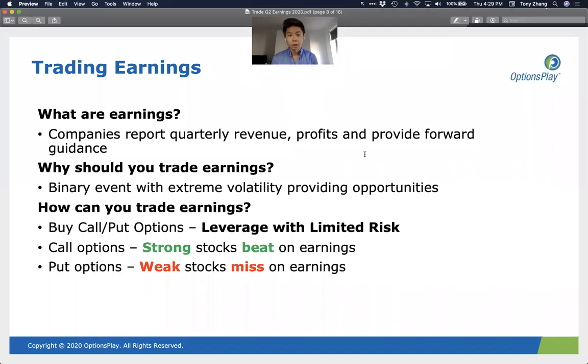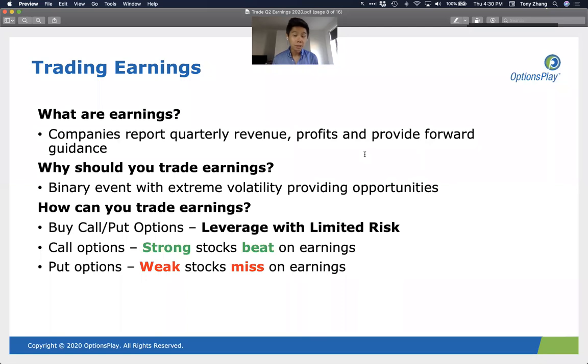So why should we trade earnings, or what is the reason for why we look at earnings? It's really because earnings provide this large binary event where the market has an expectation as far as where earnings will be. And if that report comes out significantly either higher or lower from that expectation, you have this volatile event where the stock basically instantly reprices based on that new information. And that instant repricing provides opportunity.